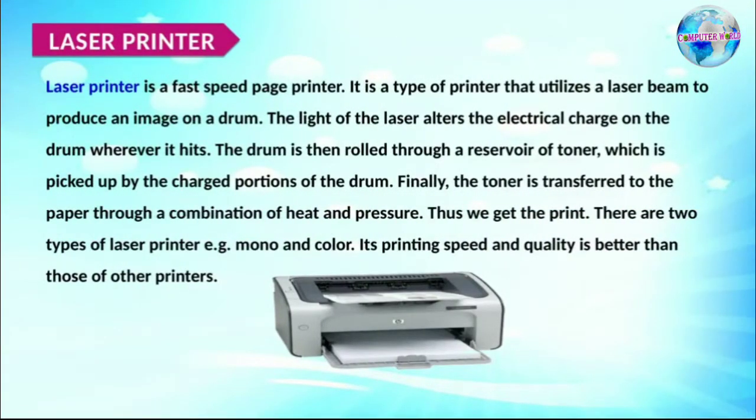They are laser printer, inkjet printer and thermal printer. Laser printer. A laser printer is a fast-speed page printer. It utilizes a laser beam to produce an image on a drum. The light of the laser alters the electrical charge on the drum wherever it hits. The drum is then rolled through a reservoir of toner, which is picked up by the charged portion of the drum. Finally, the toner is transferred to the paper through a combination of heat and pressure. Thus, we get the print. There are two types of laser printer, mono and color. Its printing speed and quality are better than those of other printers.